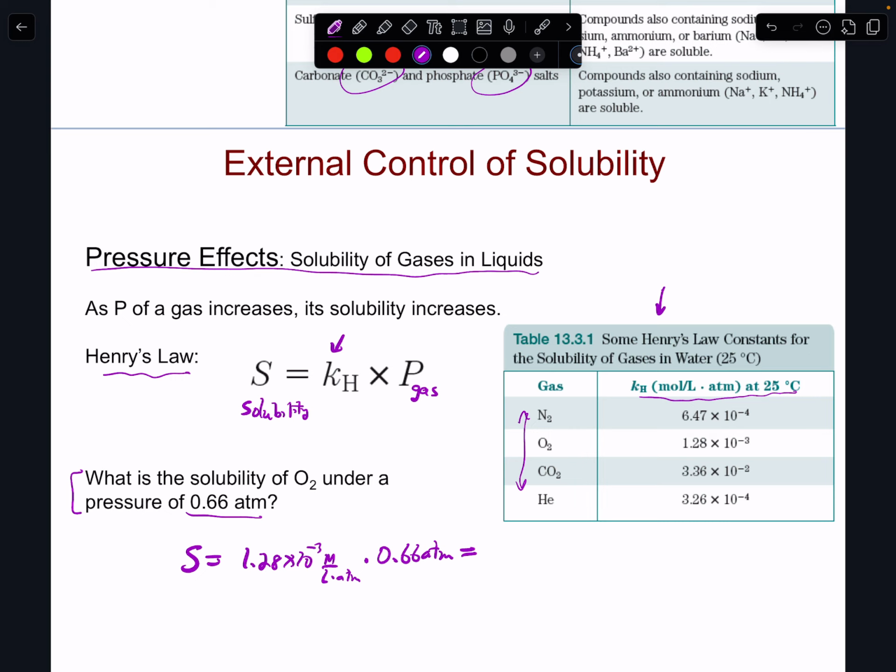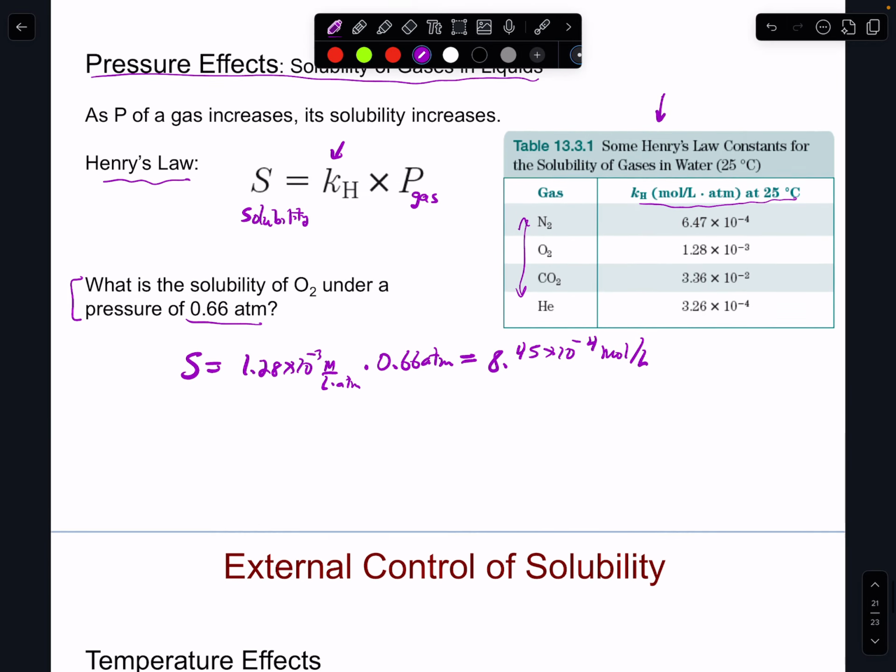0.66 times 0.00128, and it comes out to be 8.45 times 10 to the minus 4 moles per liter. That's how soluble it is, which is not very much, but you wouldn't really expect oxygen to be very soluble because it's a nonpolar compound.